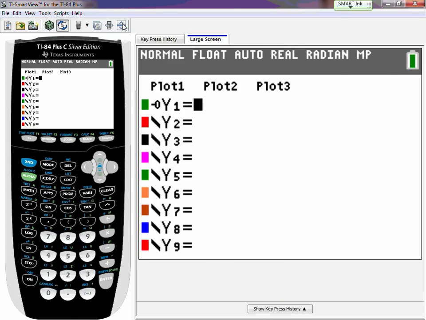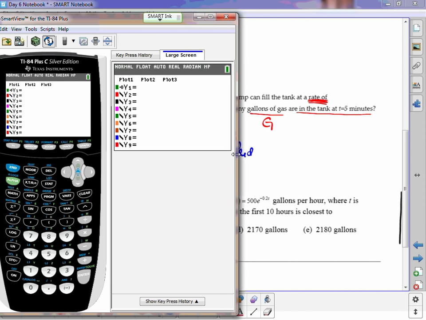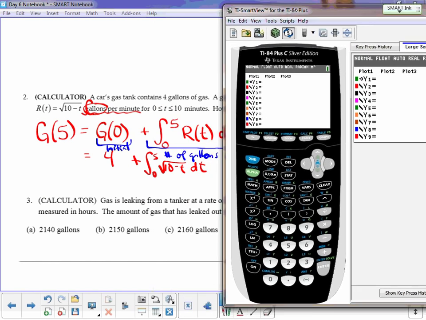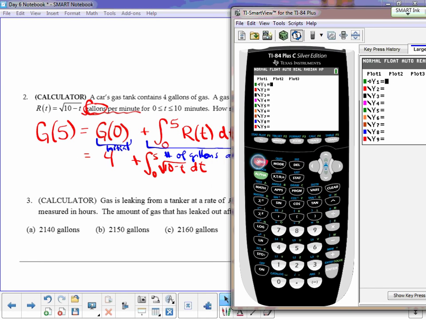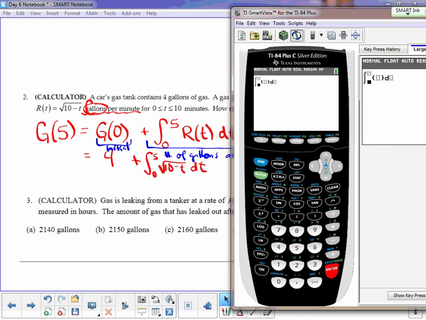Now, you could choose to graph that function, but since this is just one problem, we don't have parts A, B, and C, you don't really need to use it over and over again, so I'm probably just going to use my home screen. On my home screen, I want to know the integral from 0 to 5, so that's option 9. 0 to 5 of that rate, the square root of 10 minus, we don't have t, we're just going to use x, dx. Okay, so this will give me this value.